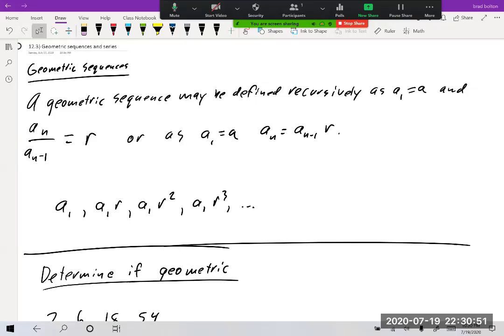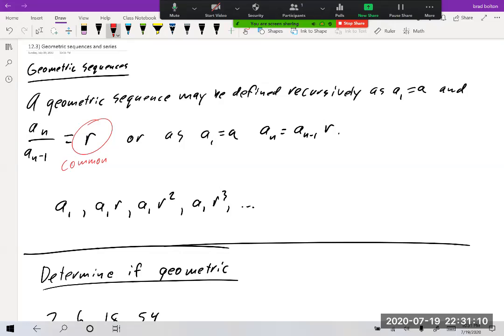So a sub n over a sub n minus 1 equals r, or as a sub 1 equals a and a sub n equals a sub n minus 1 times r. Basically, a few things to keep in mind. This is your common ratio.